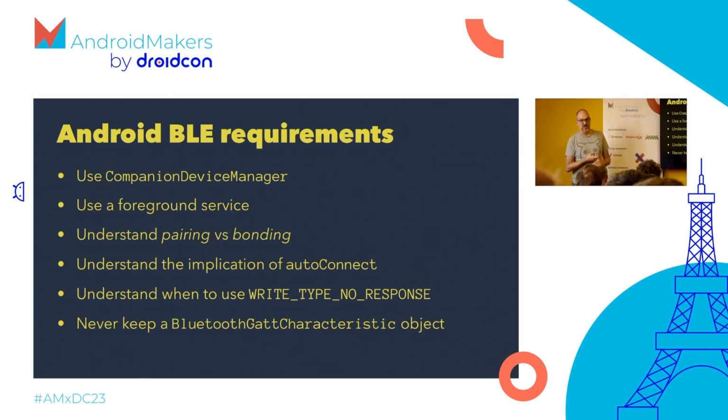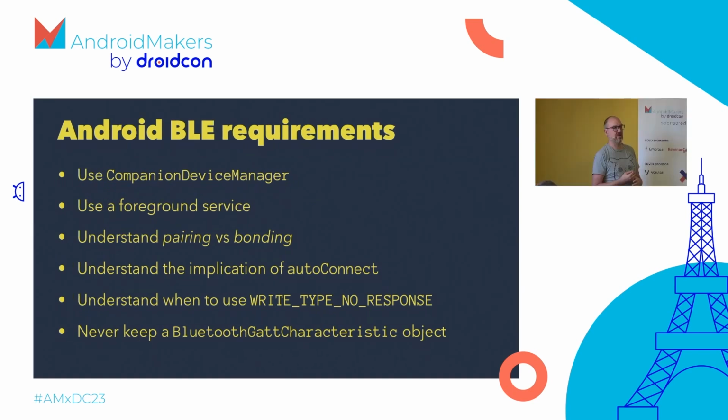You need a foreground service in some way, especially from Android 12. So you need to understand how foreground services work. A good thing to understand here also is the difference between pairing and bonding in the Bluetooth sense. And then there is the very famous autoconnect parameter here.